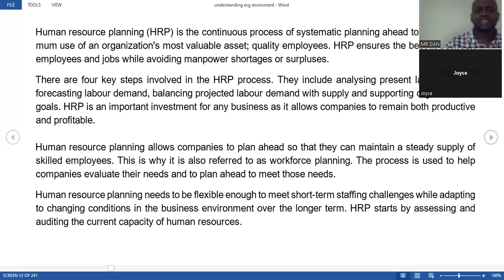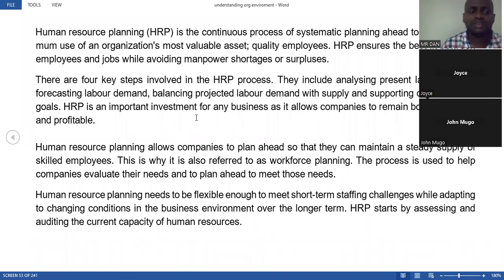Then there are 4 key steps that are involved in human resource planning. And we are saying they include analysis of the present labor supply. So you are looking at what you have in terms of the labor. And once you have the number that is required, then you are good to go. Then the other thing is forecasting labor demand. So you need to look at the current manpower vis-a-vis what you expect in the future. And you have to create a balance of the demand and the supply of labor so that you do not have a lot of people working in a particular department where the demand is very low and other departments have some challenge when it comes to employees.